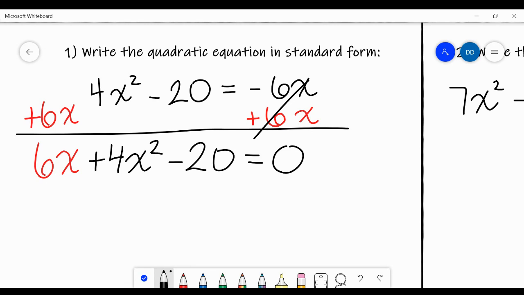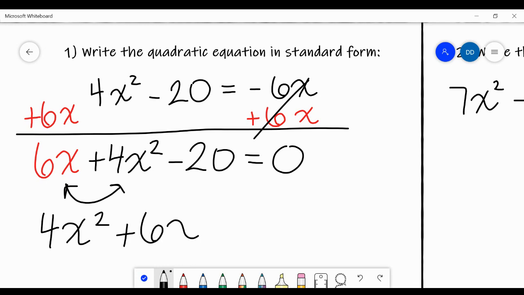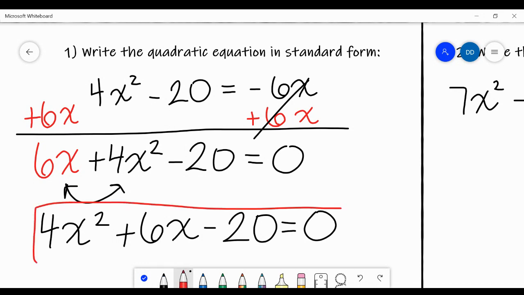Now, it's not technically in standard form because we need to have our larger exponents first. So basically what I'm going to do is switch these two. So it's going to be 4x squared. That's a positive 6x, so I'm going to put plus 6x minus 20 equals 0. And that's it. That's our answer in standard form, set equal to 0.